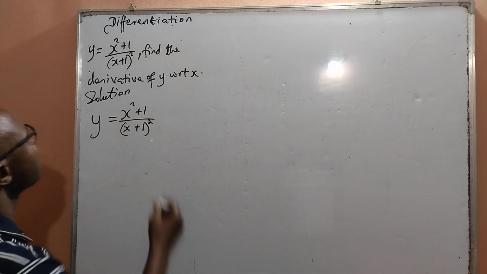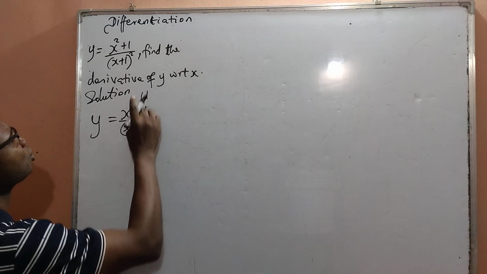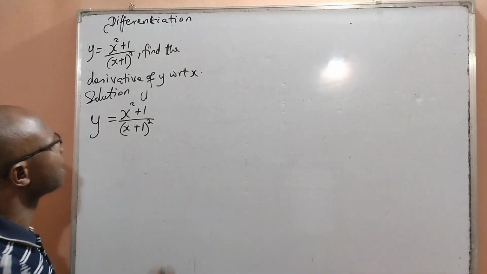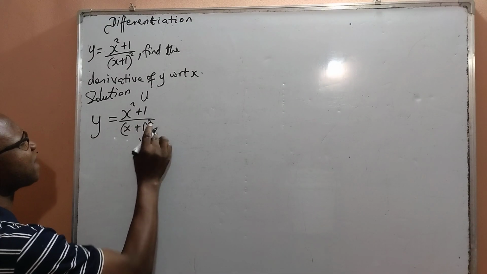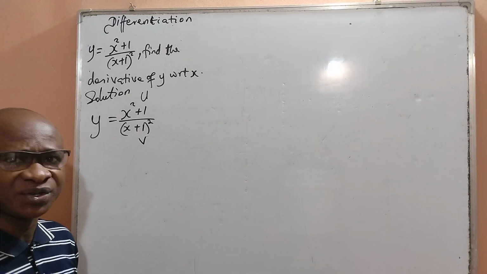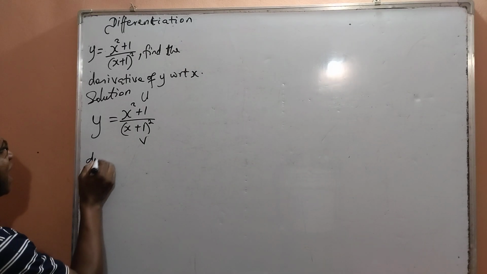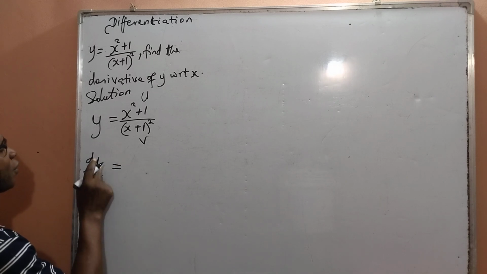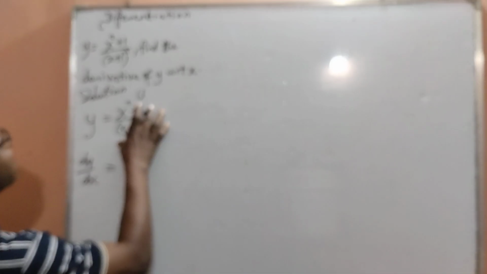What it means is that I am going to assign u to the expression at the numerator and assign v to the expression at the denominator. That means I shall be differentiating y using the formula for the quotient rule, for functions that are fractional. By the quotient rule, dy/dx is v times du/dx, minus u times dv/dx, everything divided by v all to the power of 2.